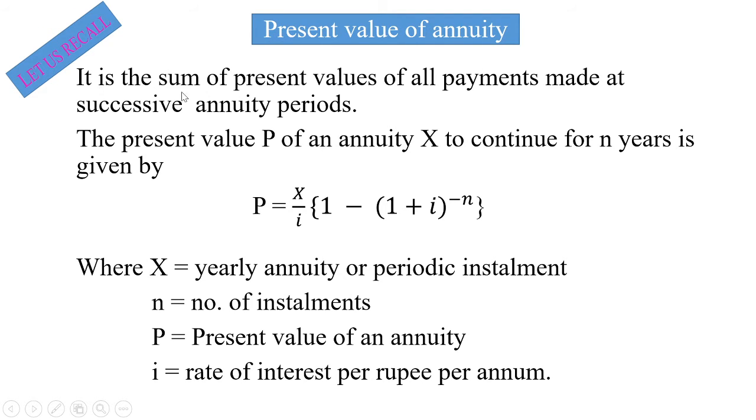Present value of annuity is the sum of present values of all payments made at successive annuity periods. The present value P of an annuity X to continue for n years is given by P = X/I {1 - (1 + I)^-n}, where X is the yearly annuity or periodic installment, n is the number of installments, P is the present value of an annuity, and I is the rate of interest per rupee per annum.